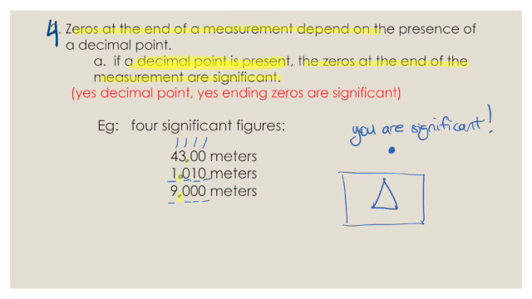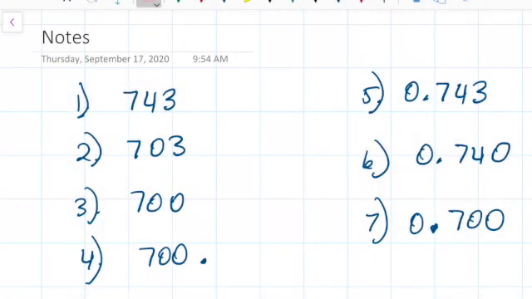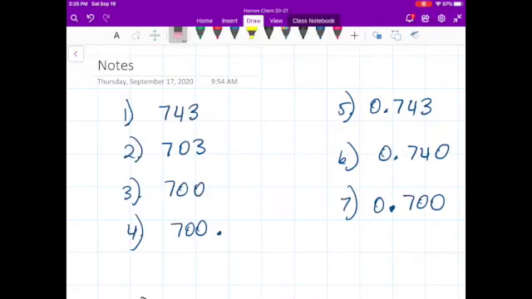So now what we're going to do is we're going to practice some. So let's practice based on the 4 rules of significant digits that we've learned. Okay, your job is to tell me how many significant digits are in each one. So pause the video, write the answers, and then come back.